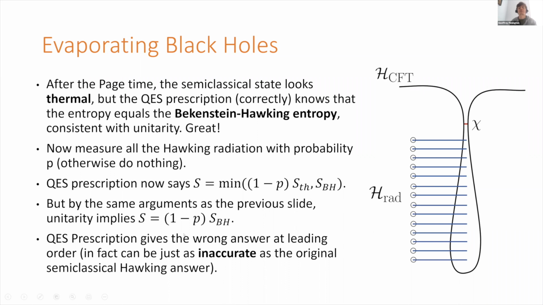Okay, and in fact, if we make P relatively big, then the QES prescription is going to give 1 minus P times the semi-classical entropy. This QES prescription is just going to give the semi-classical Hawking answer. It's going to be just as wrong as we would have been back in the 1970s. Okay, and the real answer is still 1 minus P times the Bekenstein-Hawking entropy.